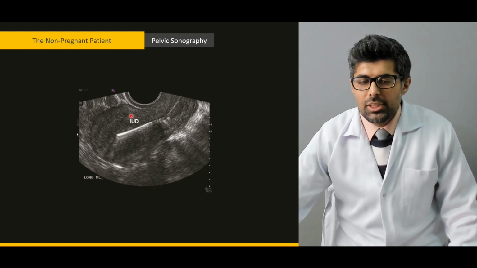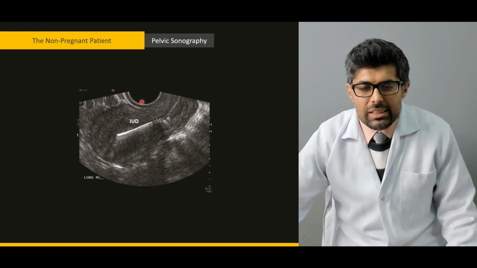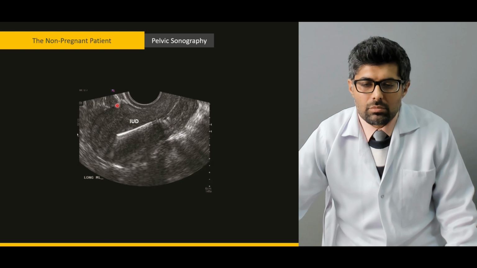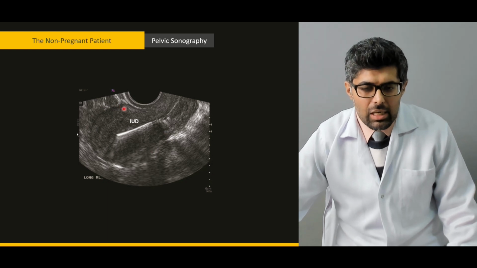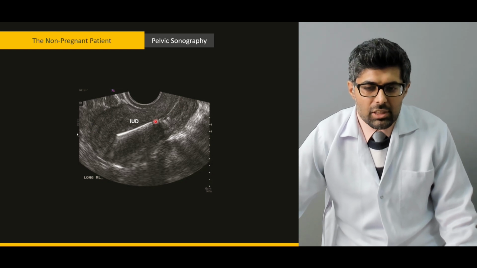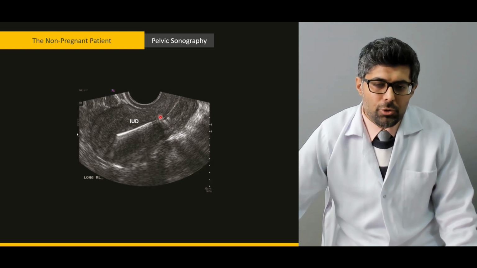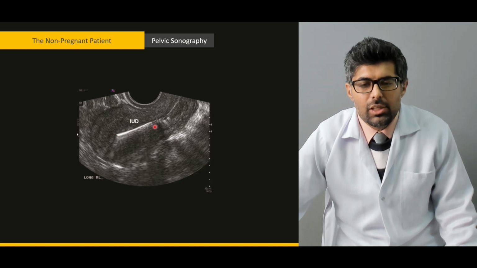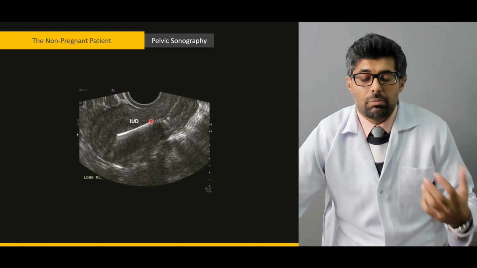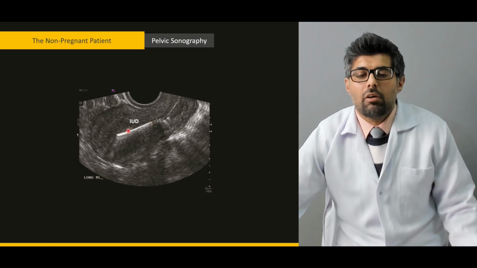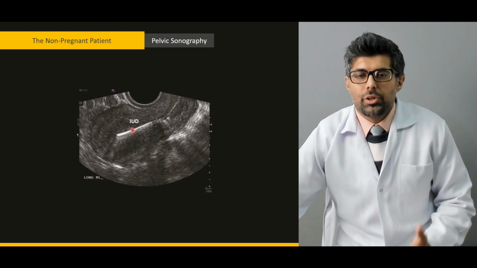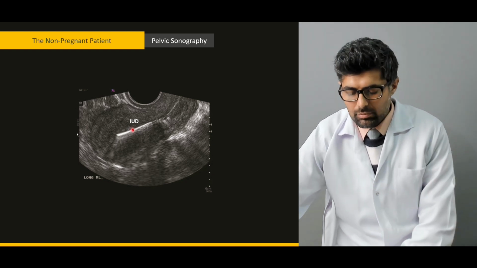So in this patient, as you can easily see, this is the transducer, this is the uterine cavity. Again, this is the lateral view. This is the intrauterine cavity, and this is the IUD. That is a metal tube, and because it is a metal tube, it is giving a very hyperechoic result on the ultrasound.